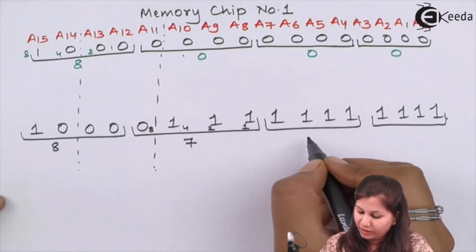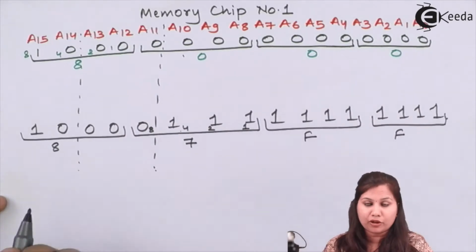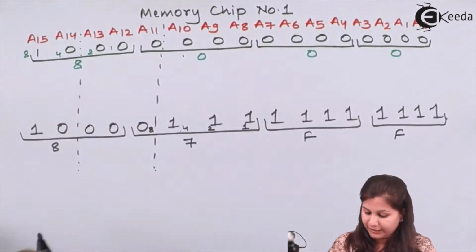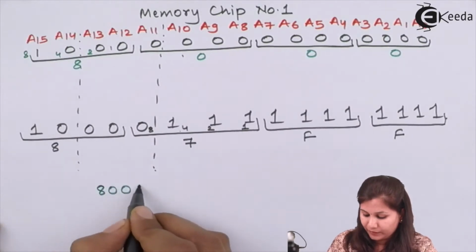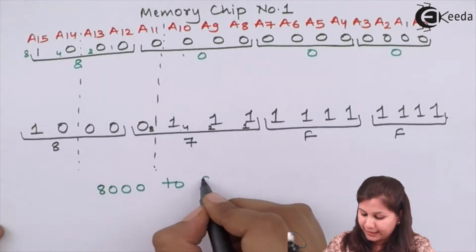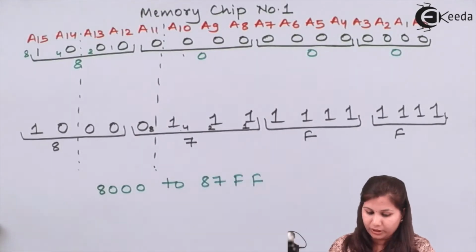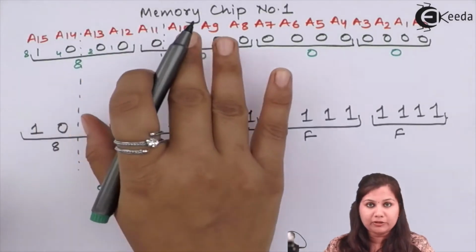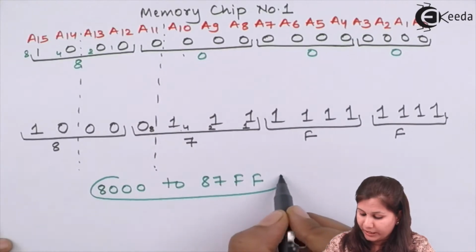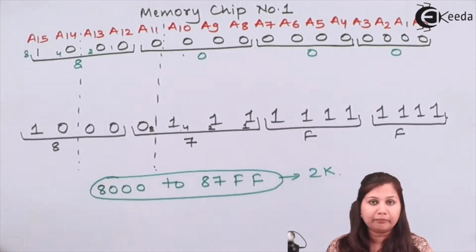1 1 1 1. This is F. So the address range for this memory chip number 1 we are getting is 8000 as the starting address, and the last address is 87FF. Okay, so this is for the memory chip number 1, and you can see that this 8000 to 87FF is the complete 2 kilobytes of the memory.